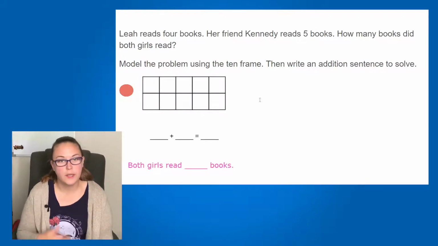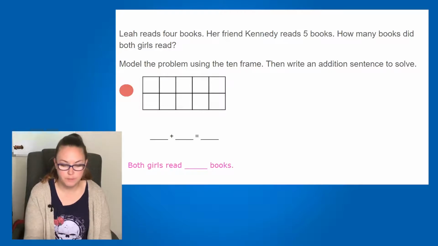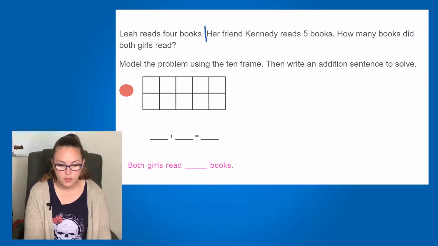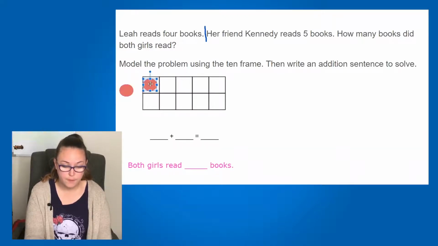Now, we need to go back and read sentence by sentence in order to organize our information. So, Leah reads 4 books. Let's stop there. Leah reads 4 books. Now, using the 10 frame, how can we model this? That's right. On the first row of the 10 frame, we are going to add 4 counters. 1, 2, 3, and 4.